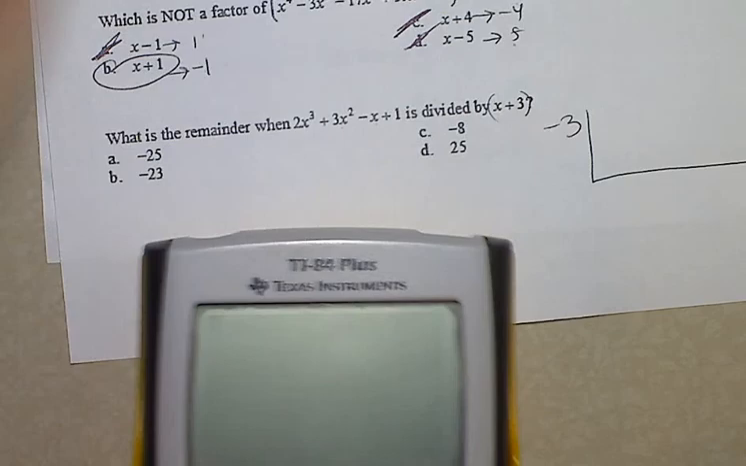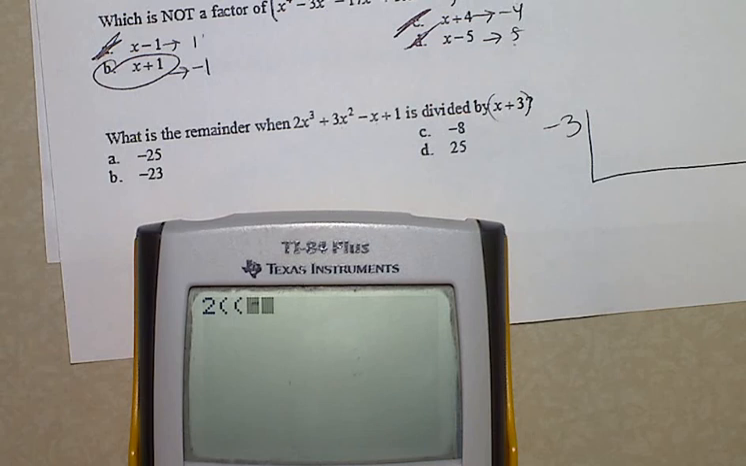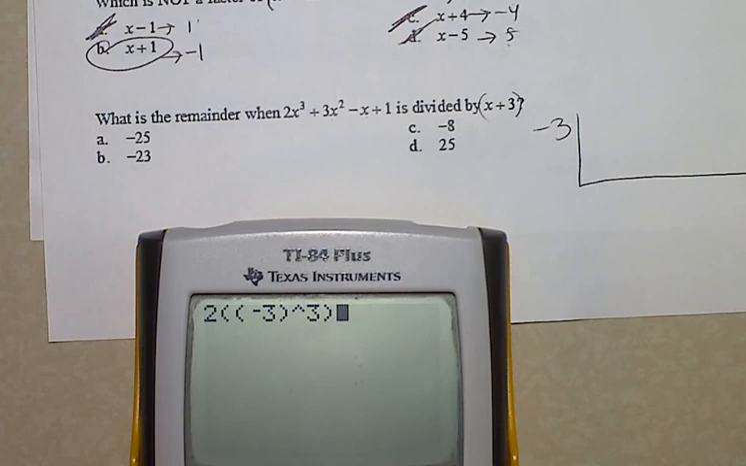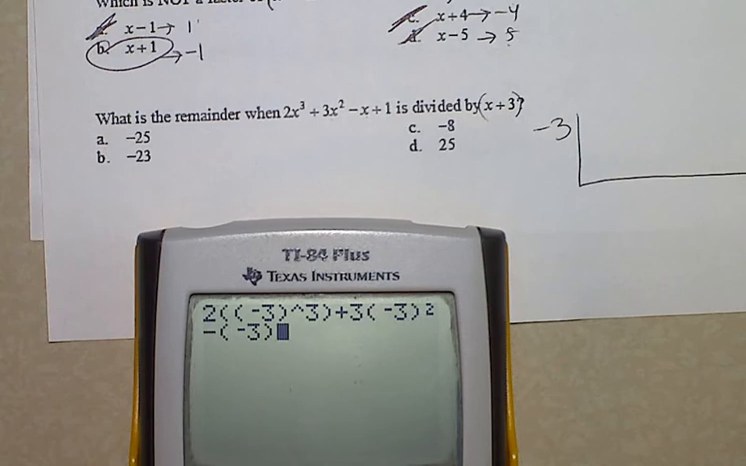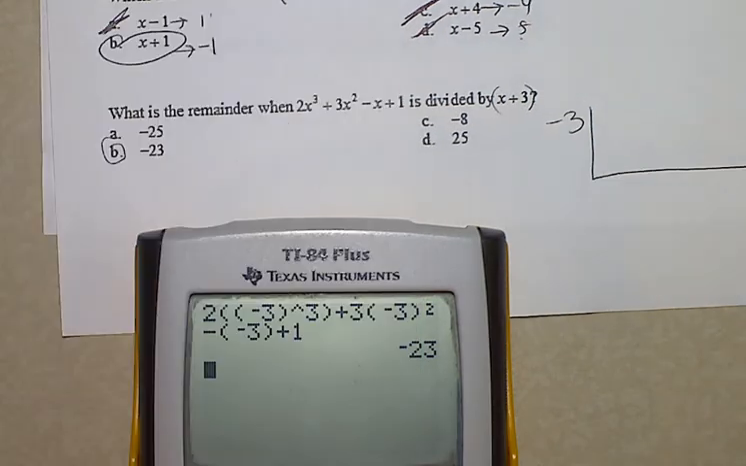So I'm going to go 2, and then I have x, or -3 raised to the third power, plus 3 times -3 squared, subtract -3 plus 1. And I have a remainder of -23. Correct answer is B. Now you can flip to the back side.